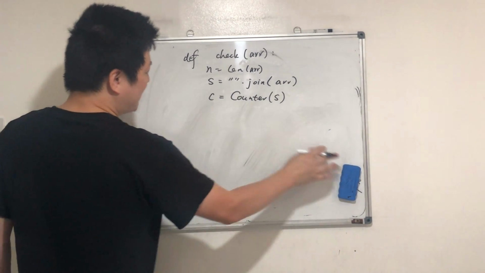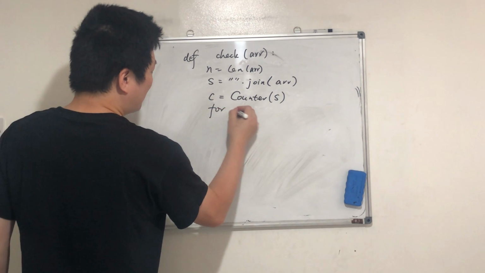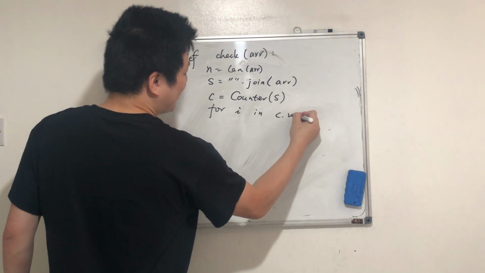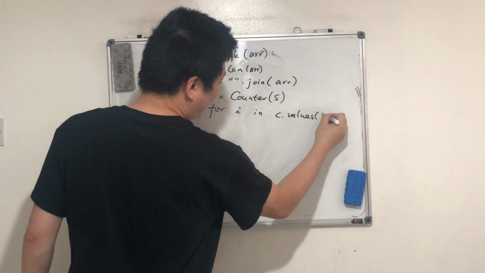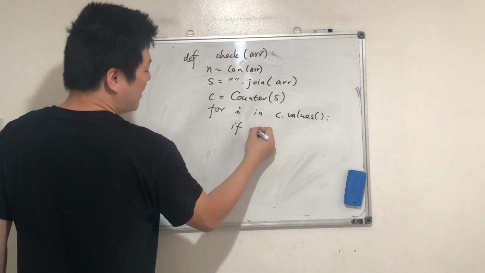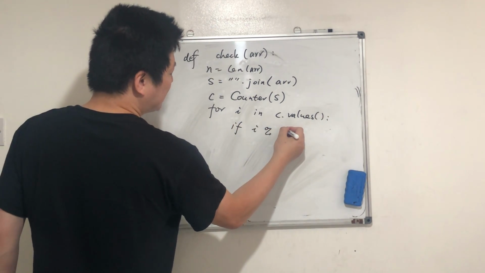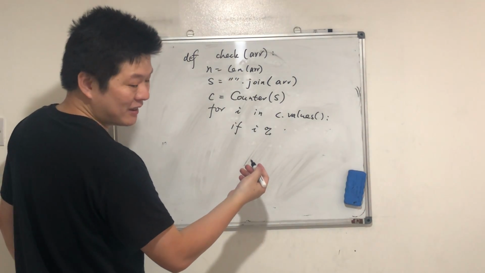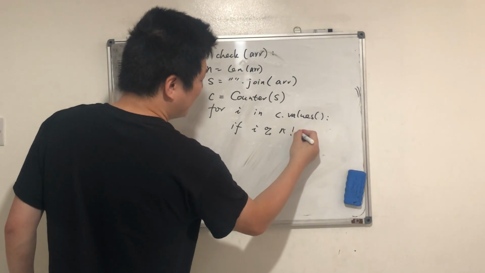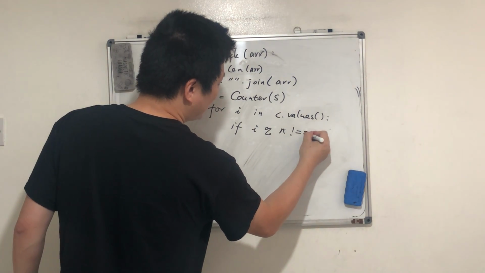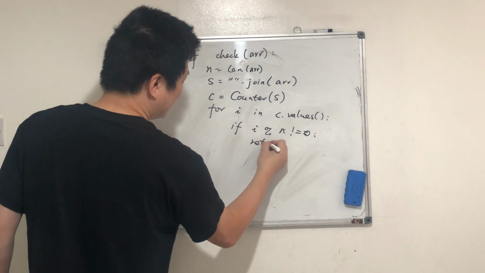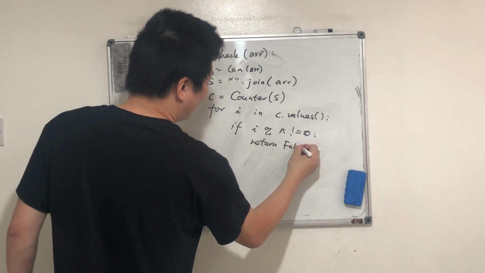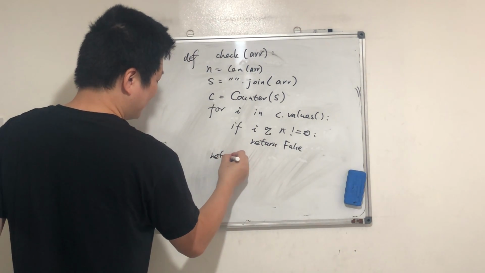And then what should we do now? So we can go through for I in C dot values, right? Yeah, we're going through the values. If I modulus what? I modulus which value? N. If it's not equal to 0, return what? False. Yeah, and then at the end we want to return true, right?